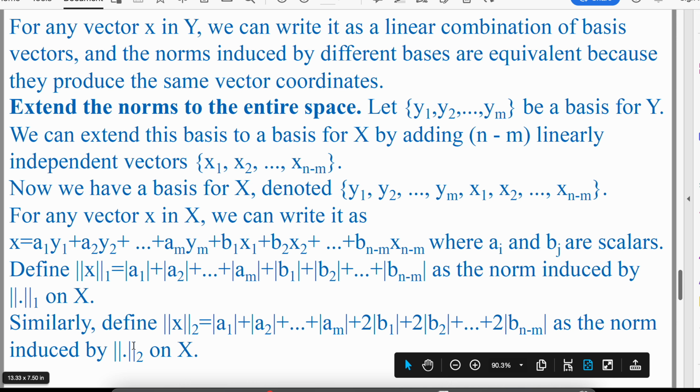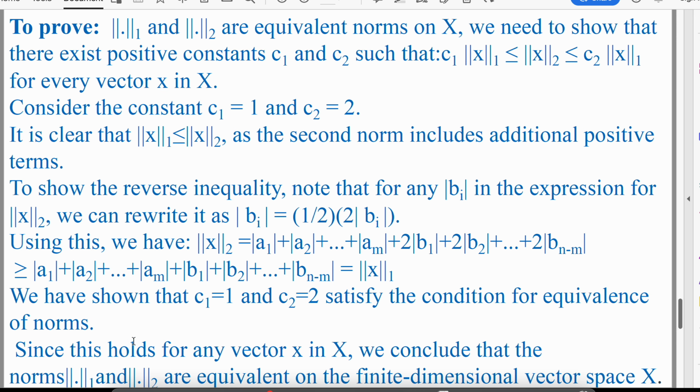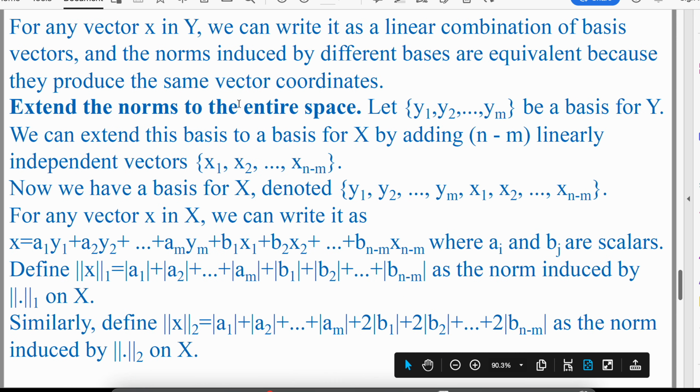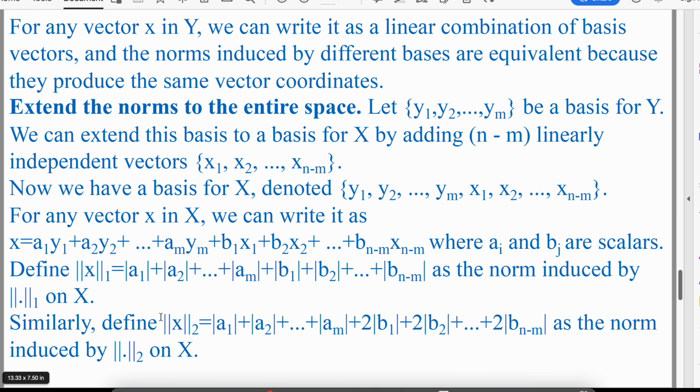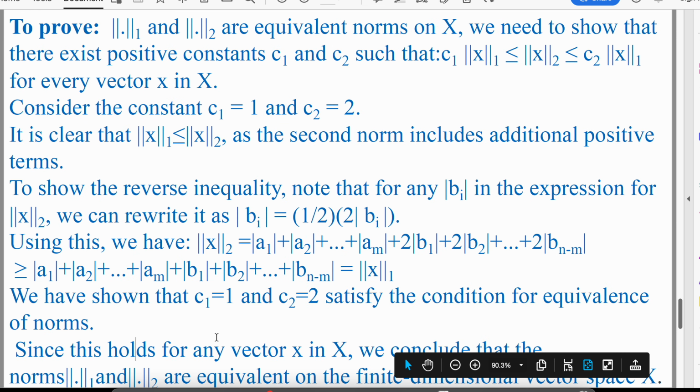Now we want to show that these two norms which we have defined, norm 1 and norm 2, are equivalent norms. For this we need to show that there exist positive constants C1 and C2 such that C1 times norm x1 is less than or equal to norm x2 is less than or equal to C2 times norm x1 for every vector x in X. This is by the definition of equivalent norms.